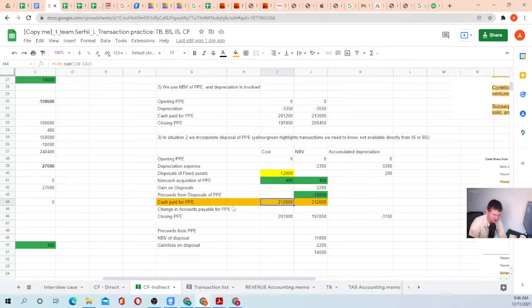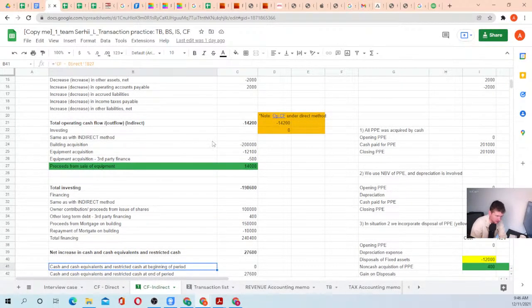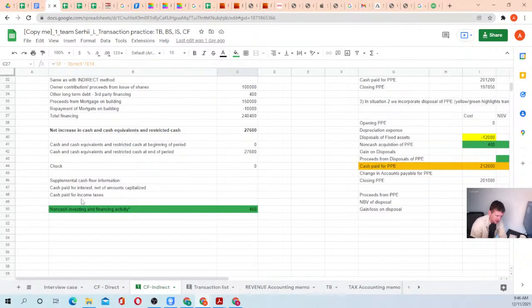So you need to think ahead, how will you come up with that number? And then you can figure out the cash paid for PP&E based on your closing PP&E and based on your non-cash acquisition of PP&E. You also need to think about non-cash acquisition of PP&E, because in some cases, when you got a financial lease on PP&E, or if you got seller financing on PP&E, you will not show that in your investing cash outflows or in your financing cash inflows. You will show it in the non-cash investing and financing activities.